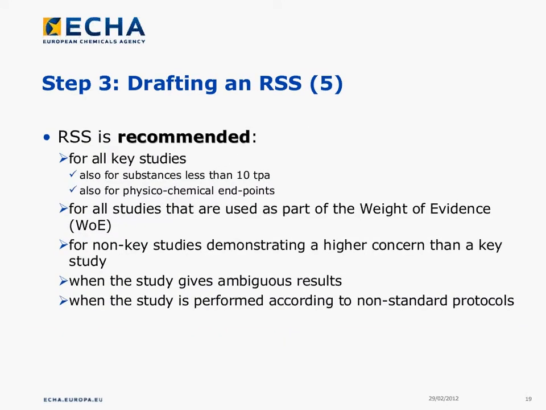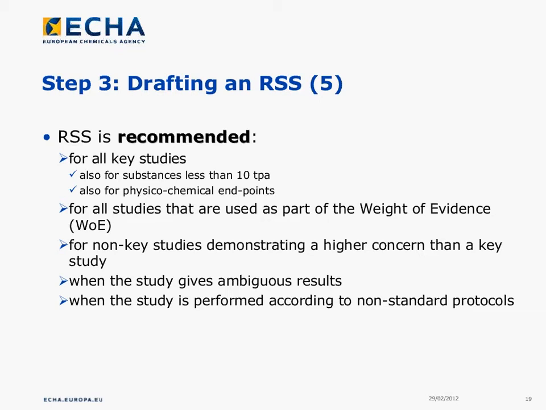Now, the aforementioned were the cases when a robust study summary is mandatory. In addition, we also have some cases in which robust study summaries are anyway recommended. These are for all the key studies, also for substances at less than 10 tons per annum, and for physicochemical endpoints, but also for all the studies that are used as a part of a weight of evidence, and for supportive studies demonstrating a higher concern than a key study.